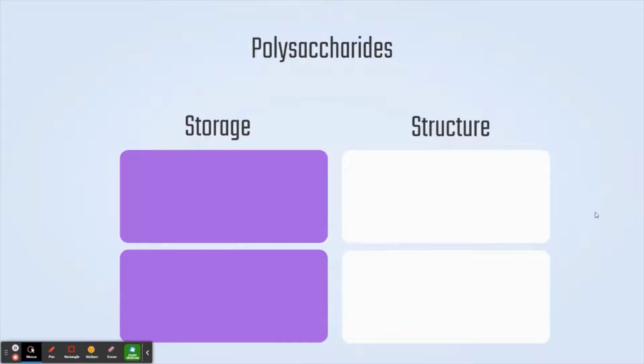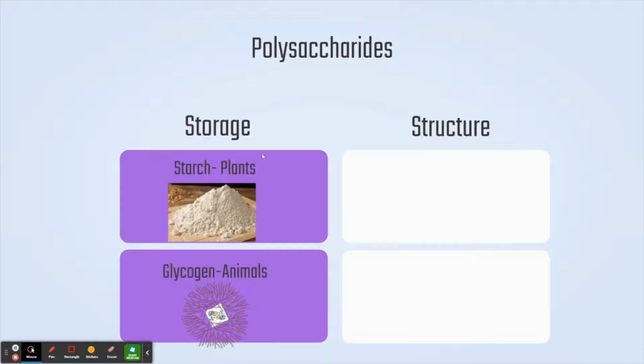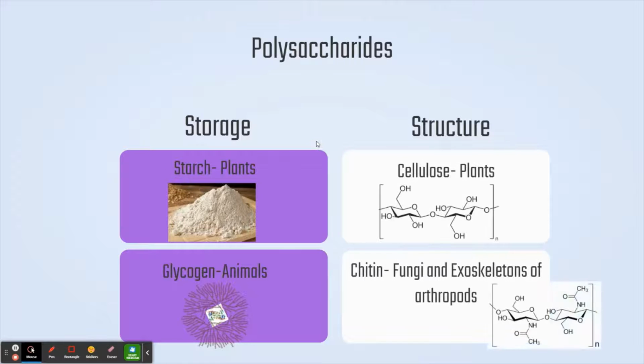So here are some polysaccharides. You can see that they can be categorized into storage polysaccharides or structural polysaccharides. Two of them for storage are starch in plants and glycogen for animals, whereas for structure, there's cellulose in plants and chitin in fungi and the exoskeletons of arthropods.